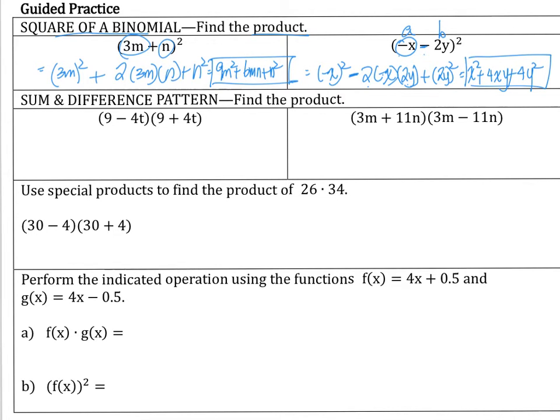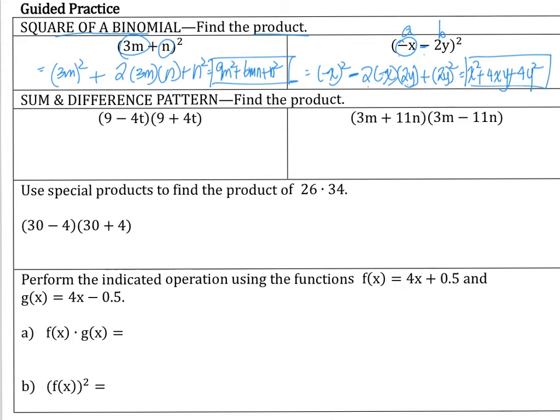Okay, and again, the other one will be the same, 3m, 3m. I'm going to square it. Plus, minus, so you can use the pattern that I explained earlier. Square it. 9m squared minus 121n squared.